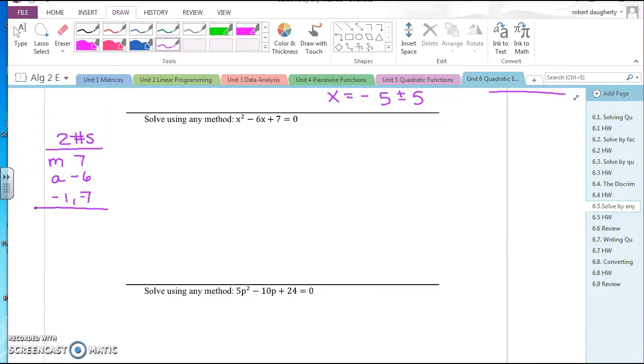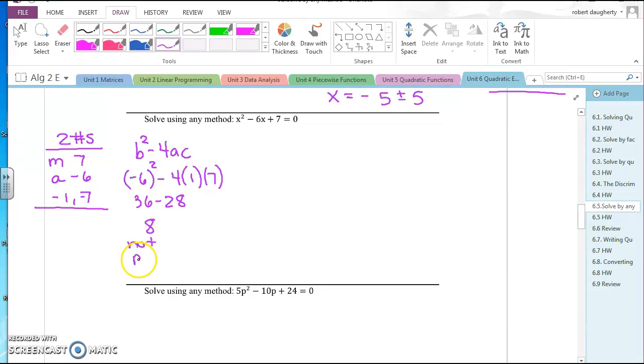The other way you know this cannot be factored, you can say, what is b squared minus 4ac? That's going to be negative 6 squared minus 4 times 1 times 7. So that is 36 minus 28, and that is going to be 8. That is not a perfect square. So when I take the square root of 8, I don't get a rational number. So I know that this cannot be factored.